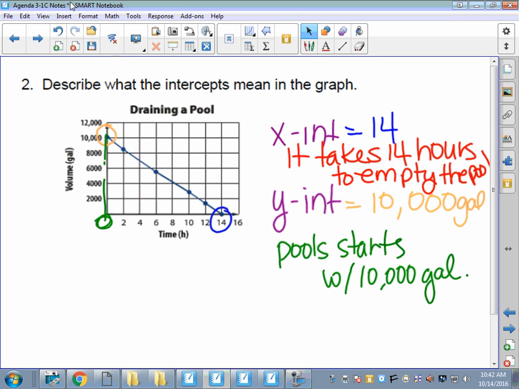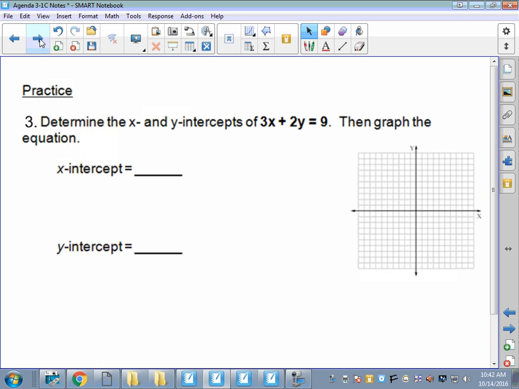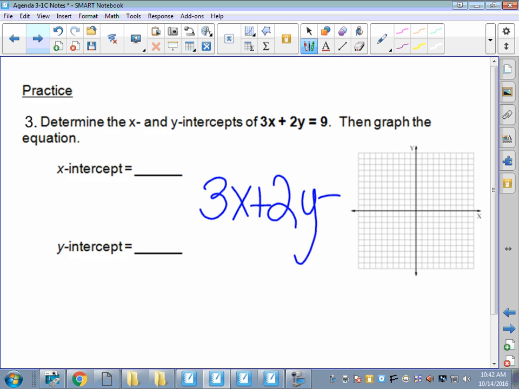All right. So now let's do a little figuring ourselves. Determine the x and y intercepts of 3x plus 2y equals 9, then graph the equation. So 3x plus 2y equals 9. Well, in order to find the x-intercept, we want x equals something, which means we're going to put what in for the 0? What in for the y? Let's put a 0 in for the y. So when I put a 0 in for the y, what's 2 times 0? So would you agree that's the same as 3x equals 9? Divide by 3. What is my x-intercept?